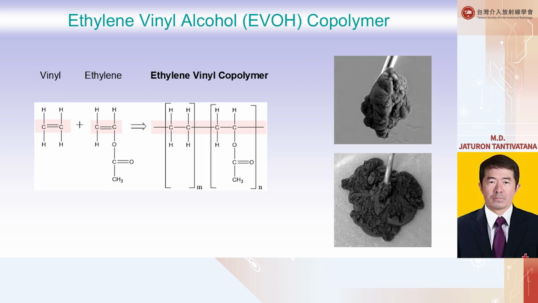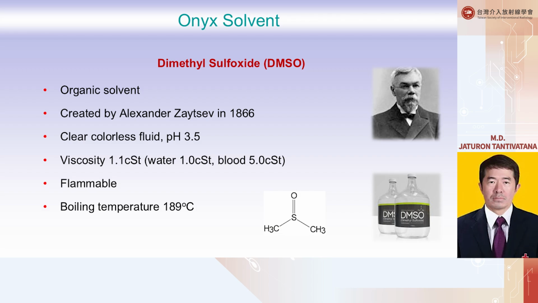These are the structural chemical properties of Onyx, which consists of the ethylene vinyl alcohol copolymer, which is quite rubbery and has a dark appearance like this. The DMSO is an organic solvent which dissolves the EVOH, and it has some specific properties: it is a little bit acidic, with a pH of 3.5, the viscosity is about 1.1, it's flammable, and it's used as the base of many medical solutions.